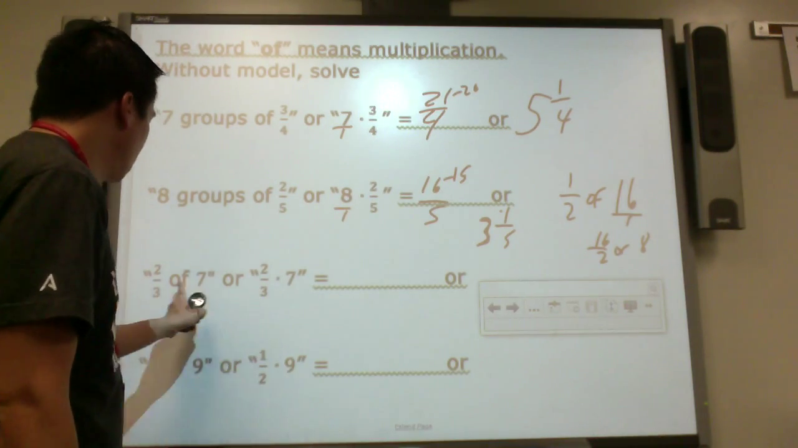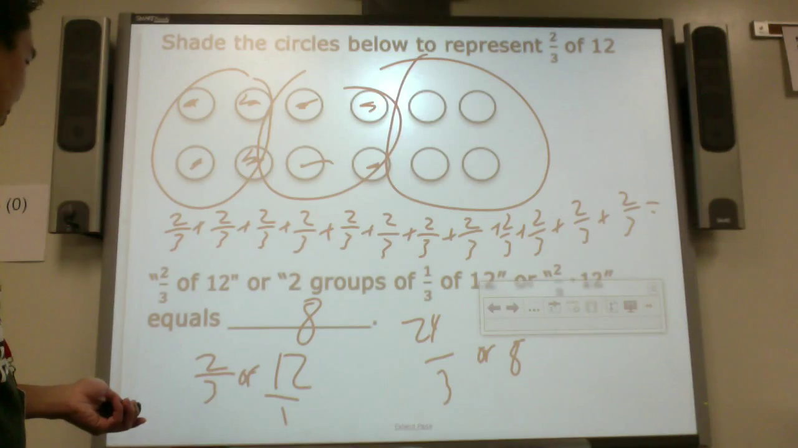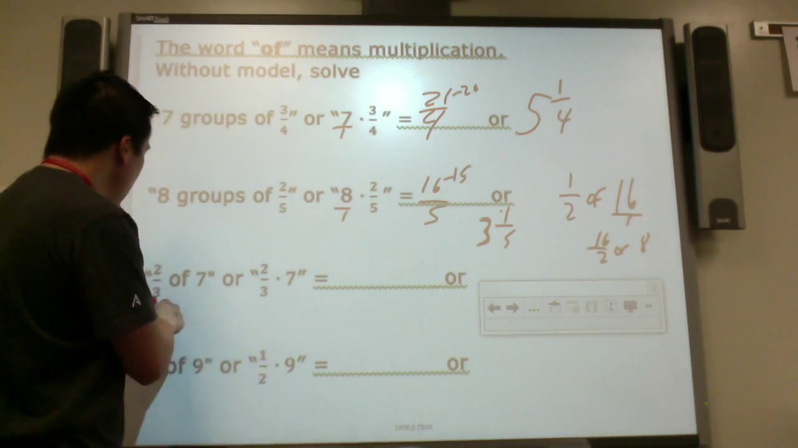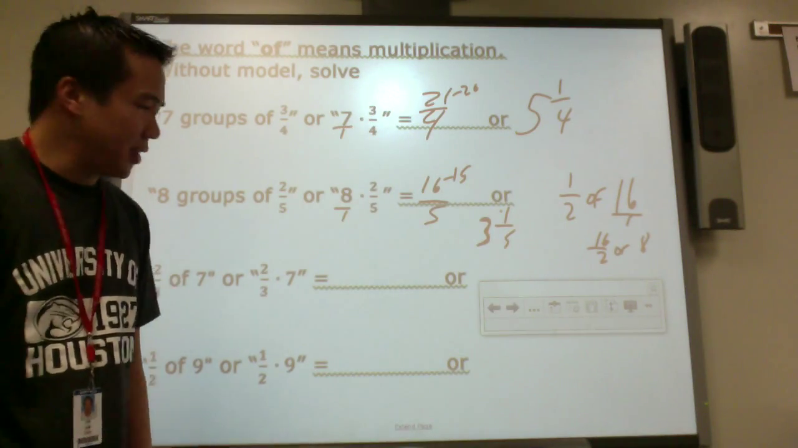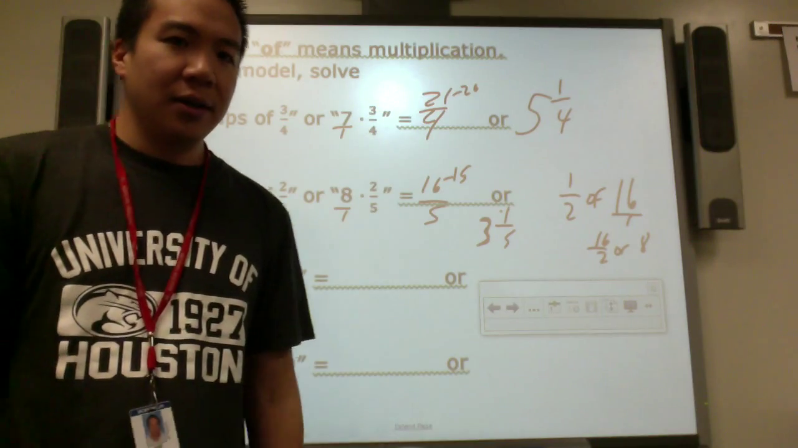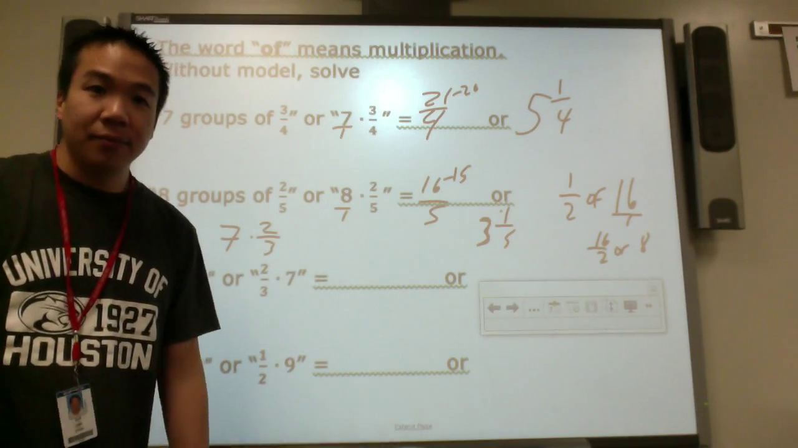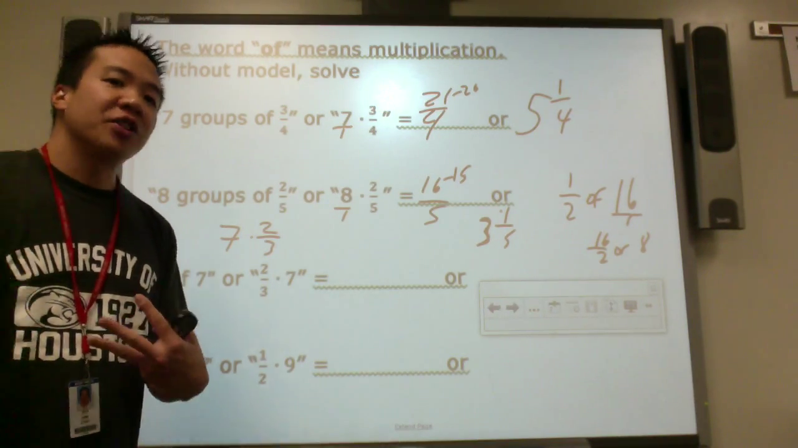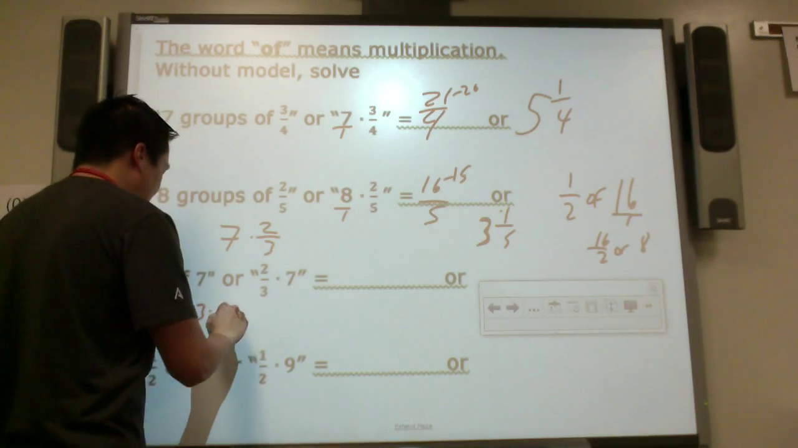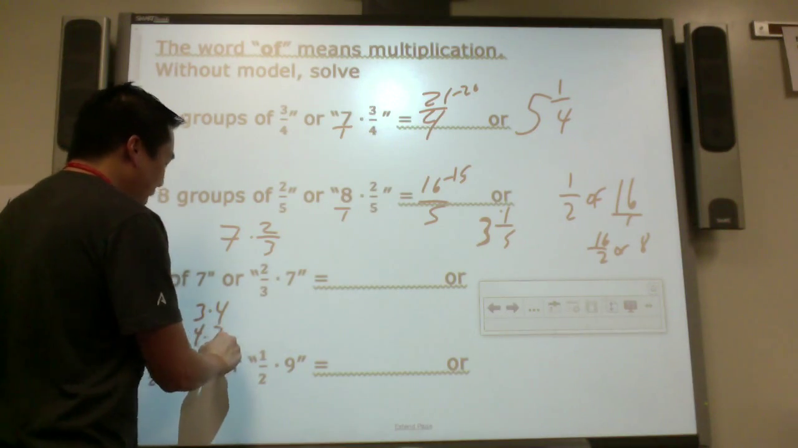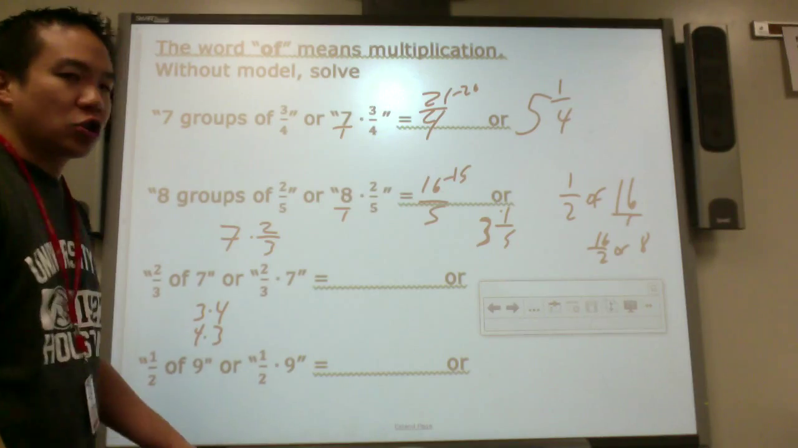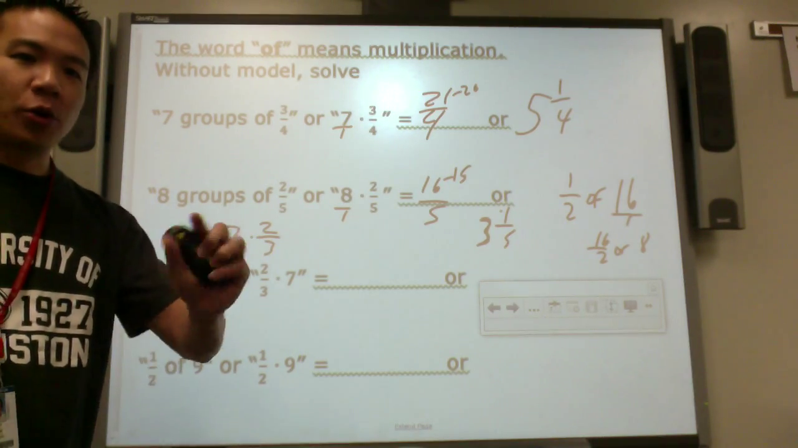Next one. 7 groups of 2/3, or 2/3 of 7. I think I missed a slide here. One of my slides was going to say, is 2/3 times 7 the same thing as saying 7 times 2/3? Are they the exact same thing? Yes or no? I would hope you said yes. Let's use an example. 3 times 4, could you rewrite it as 4 times 3? Would they both equal 12? Yes. It's called the commutative property. It goes forward and backward.